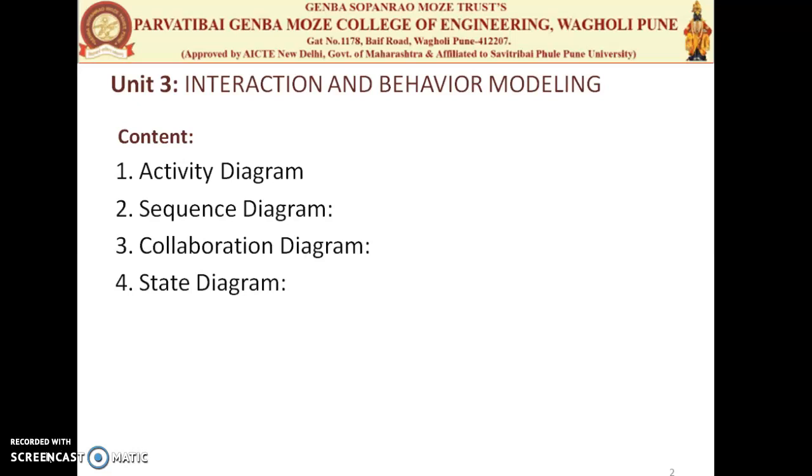Second is your sequence diagram. Third is your collaboration diagram, and fourth is your state diagram. So in this unit we'll see the interaction and behavioral modeling with these four types of diagram: the activity diagram, sequence diagram, collaboration diagram, and state diagram.